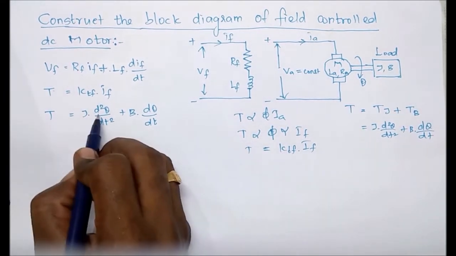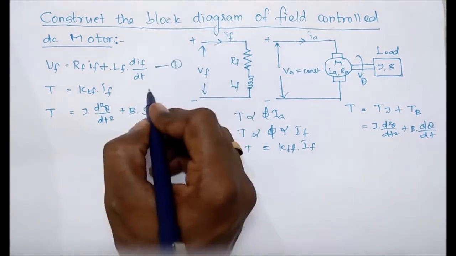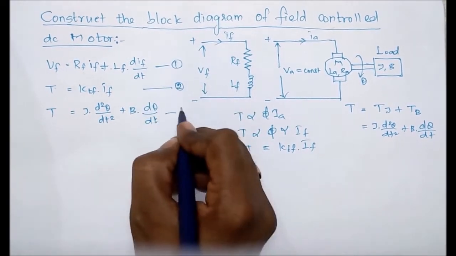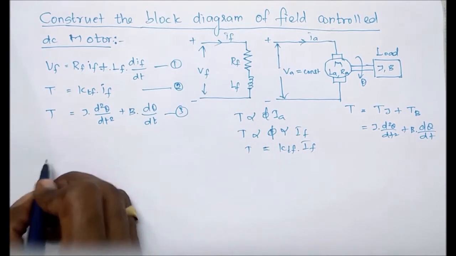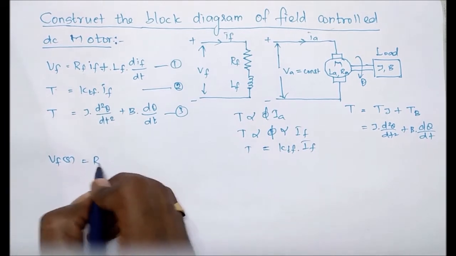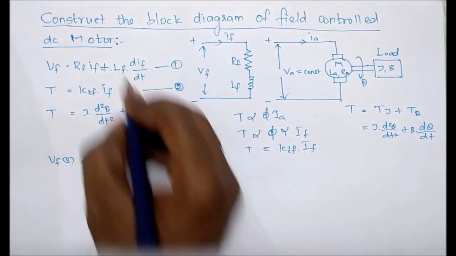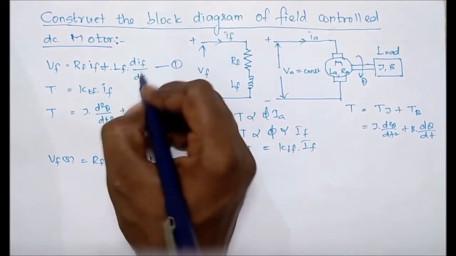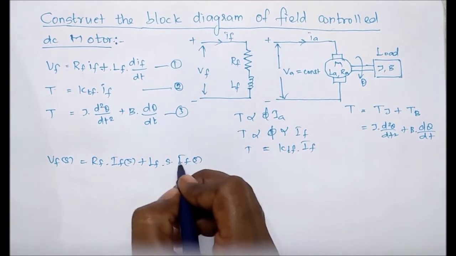Now we have to write this equation here. We can consider this as equation number 1, this is 2, this is 3. For all these three we have to apply the Laplace transform. So Vf of S equals Rf, which is a constant, into If of S, plus Lf into, for the derivative, S will come, into If of S.